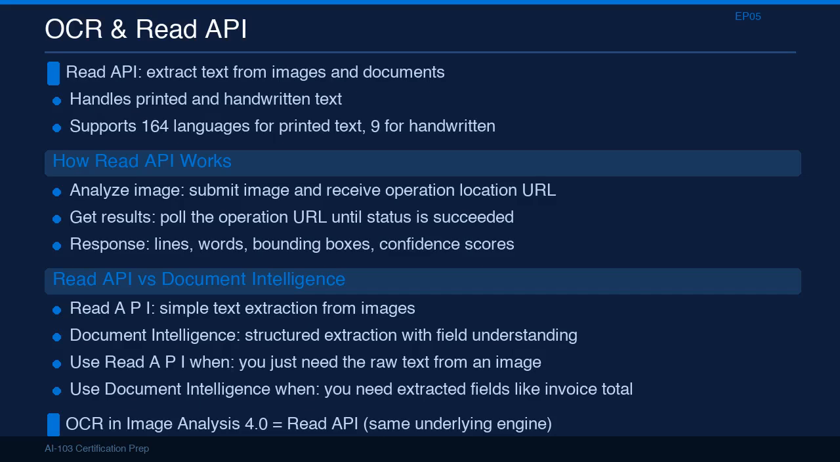Here is the key distinction for the exam. If a question asks you to extract text from an image of a sign or a photo of a whiteboard, the answer is Read API or Image Analysis with OCR. If a question asks you to extract the total amount from an invoice or the name from an identity document, the answer is Document Intelligence. The OCR capability in Image Analysis 4.0 uses the same Read API engine under the hood.